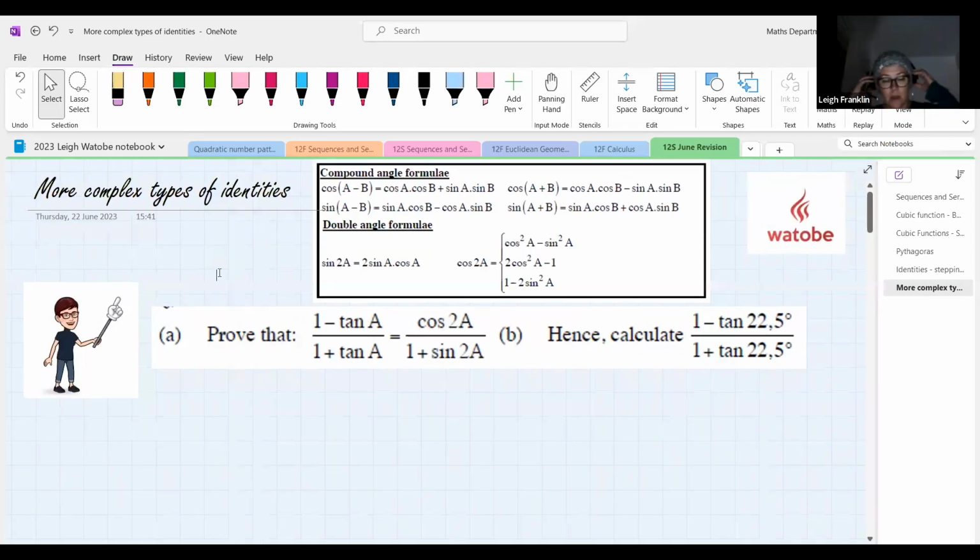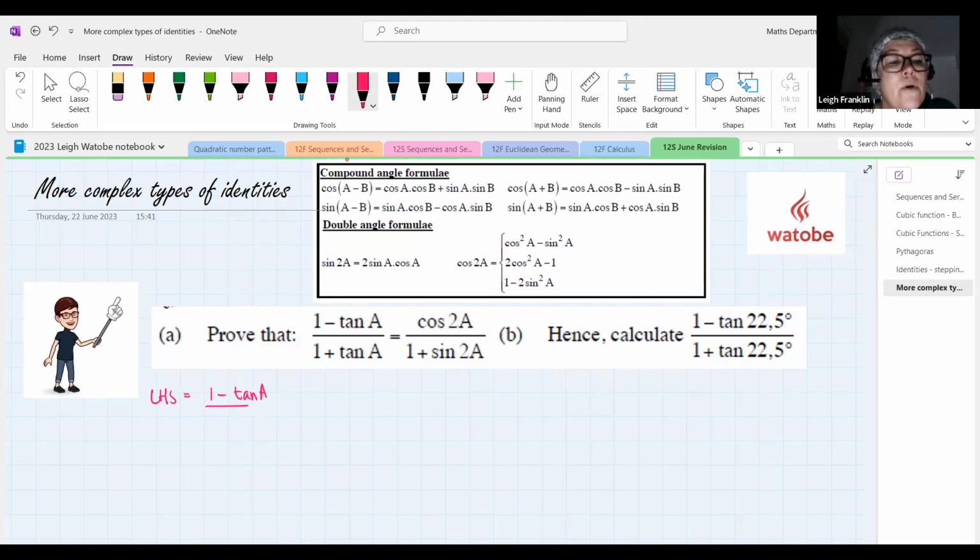Okay. All right, so let's have a look at question A, and then I'm going to give you guys a question to try that's similar to this after this. Okay, so on the left-hand side, we have 1 minus tan A over 1 plus tan A. All right, so what are we going to do with our tan A? What are we going to do with tan A?